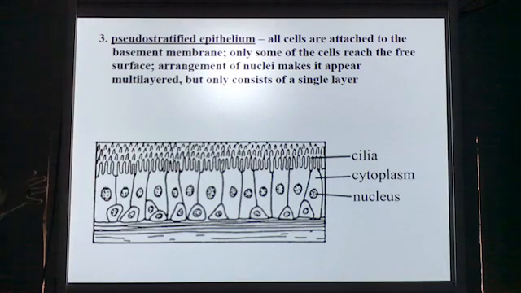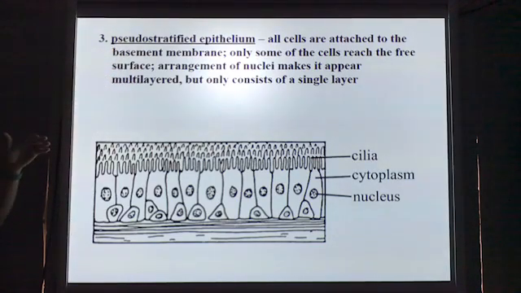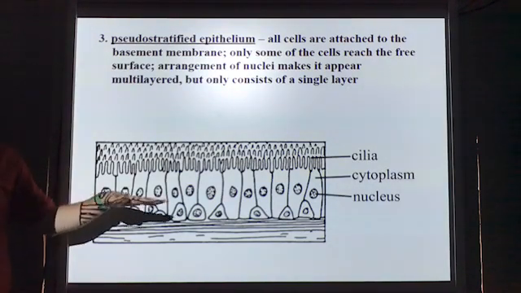Then we've got something called pseudo-stratified. Don't be scared of that big word. Pseudo simply means fake. A pseudonym is a fake name that somebody would take on. Pseudo means fake, so it's fake stratified epithelium, pseudo-stratified. And why we call it that is that all of the cells that make it up are attached to the basement membrane. So in essence, we only have one layer of cells.